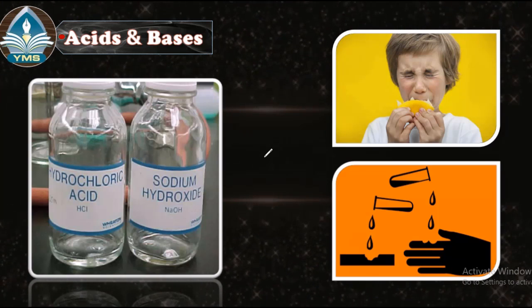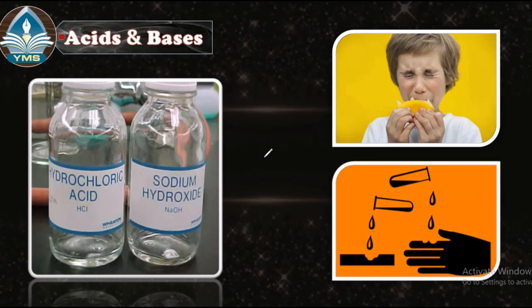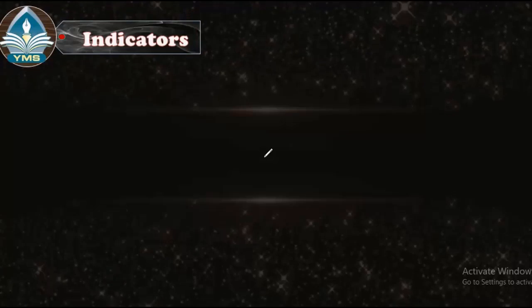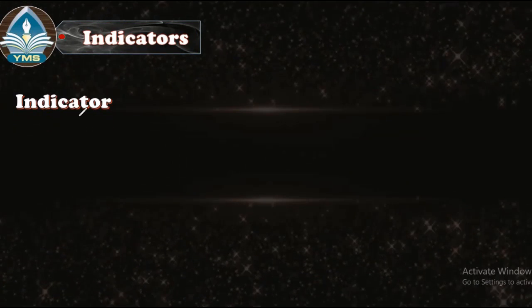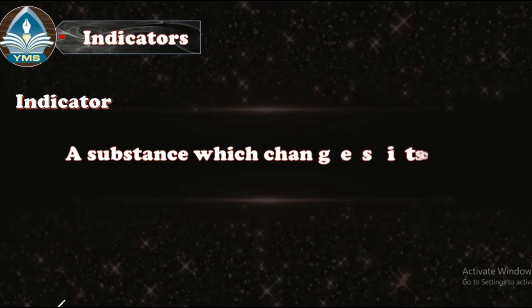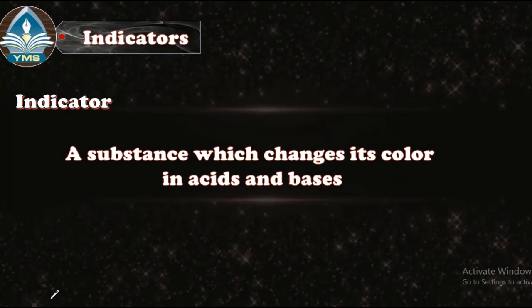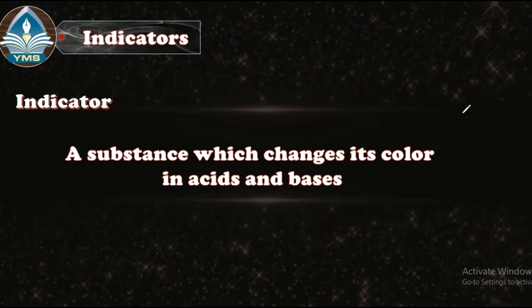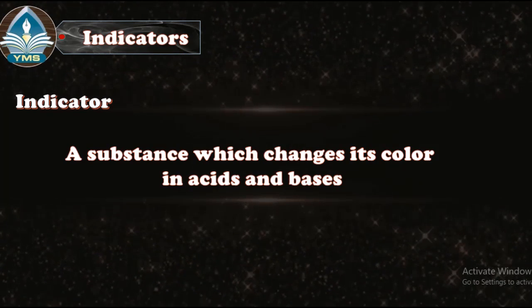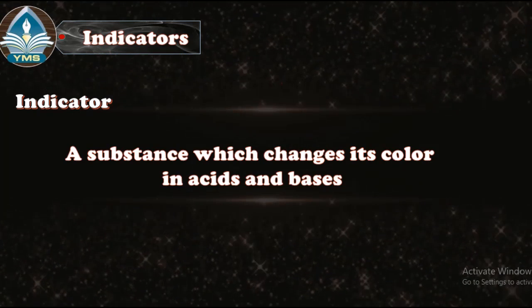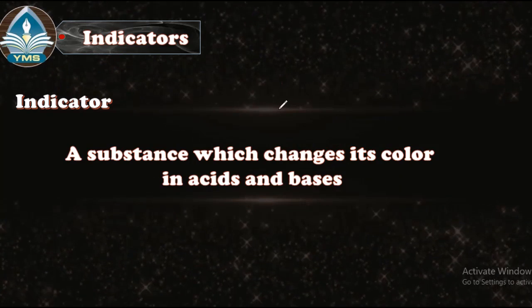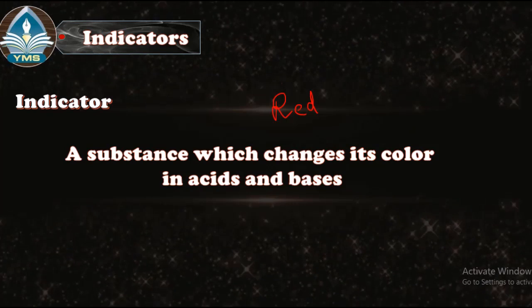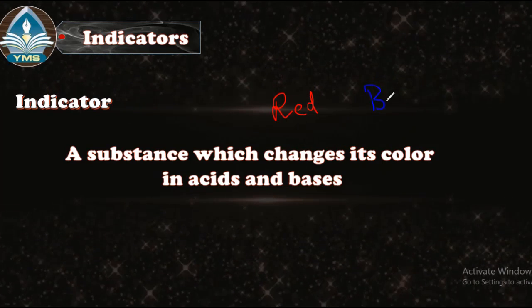We can use some substances. We call them indicators, and here we're going to look at some indicators. But first, what is an indicator? An indicator is a substance which changes its color in acids and bases. So in acid it has a color. For example, maybe in acid it will give you red. This is an acid, red. In base, maybe it's going to give you blue.